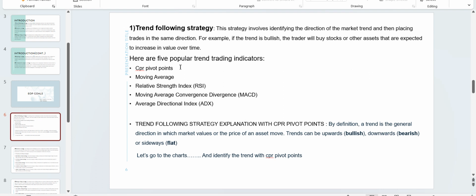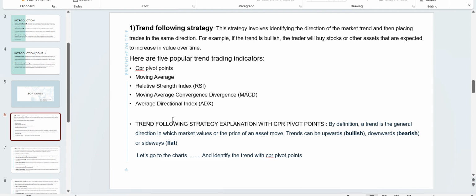Another one is moving averages. You would like to know the trend of the index or the stock. Like that, you can use the relative strength index to identify the trend, moving average convergence divergence (MACD) to know the trend, and the average directional index also. These are some of the examples that I know to identify the trend of particular indices or stocks. Now let's get deep into this video.